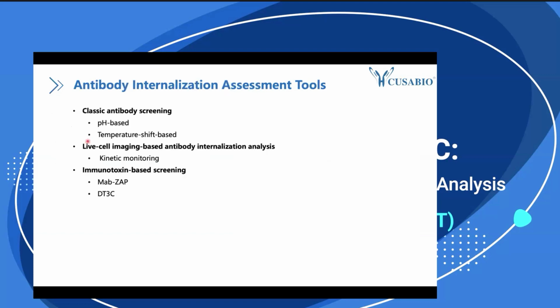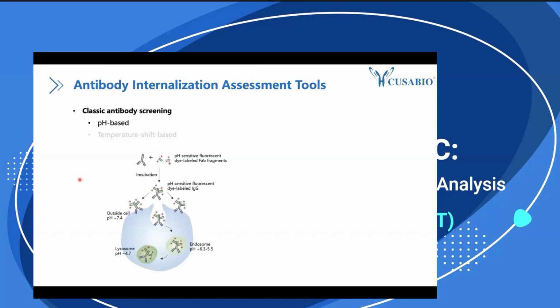With this thought, various assessment tools have been developed to facilitate ADC discovery. Here I list the different conventional methods used to detect antibody internalization. I briefly categorize them into three different systems. First, the classic antibody screening, containing the pH-based and the temperature shift-based methods. The second is the live cell imaging-based antibody analysis, which can monitor the location of the naked antibody in real time. And the last system is based on toxin-conjugated killing detection and analysis. I will talk about them one by one in my next part to introduce these different assessment tools.